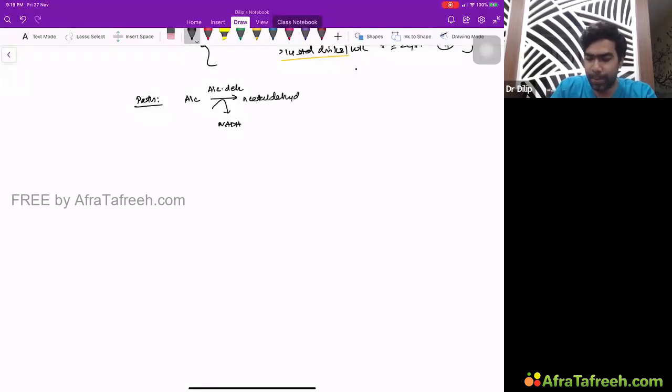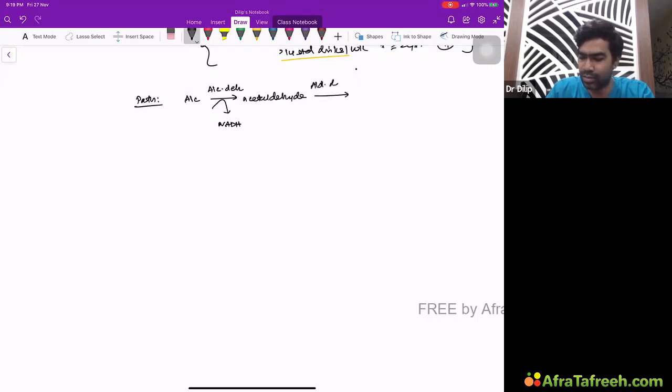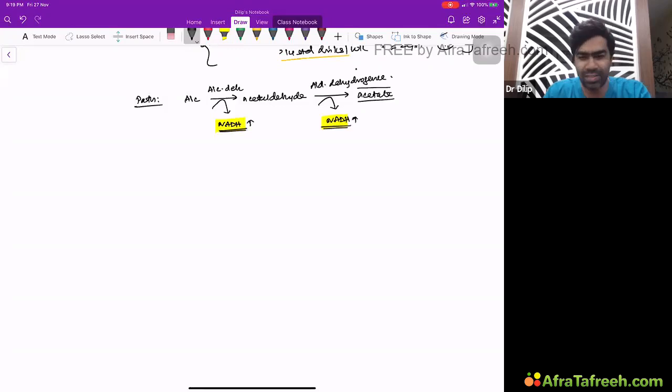And this acetaldehyde will be further acted upon by aldehyde dehydrogenase, and in the process it's going to produce another NADH, which is going to produce acetic acid or acetate. That's what you're going to call it. So which means you are producing two NADH in the process. NADH is basically an energy rich compound, by the way. So you are producing excessive NADH because of alcohol metabolism, and this is where the key thing is.